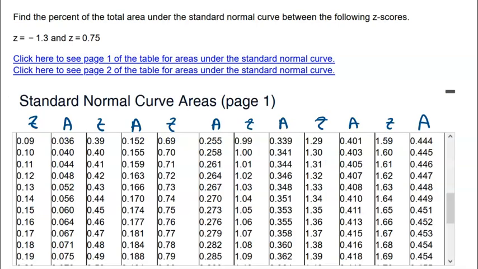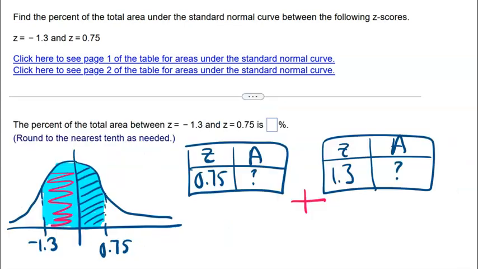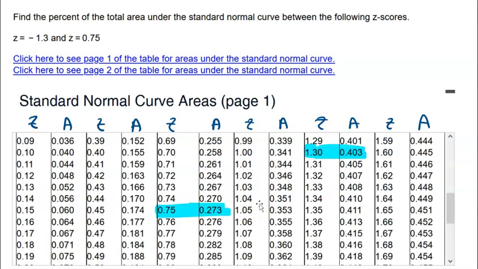I do see 1.3. I'm going to highlight it for you. It's right here. There's 1.3. Is 0.75 on there? Yes, it is. I thought they both fit on here. I did pay attention to this before I started doing the video, I promise. So 0.75 is 0.273. Let's fill that in. And then 1.3 is 0.403.